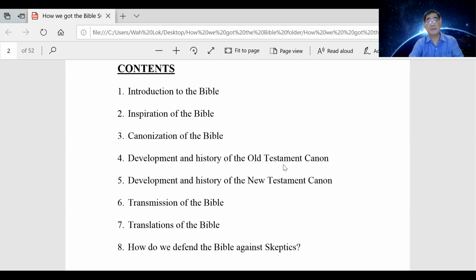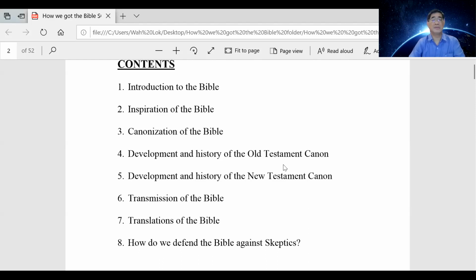Then translations, from the original language, Hebrew, Old Testament, then to Greek, the Septuagint. After that, the Greek New Testament was written. And then from Greek, it was translated into Latin. Now we have the English Bible, and it is in most languages of the world. In chapter 8 of your manual, you will be looking at how we defend the Bible against skeptics. There is a lot of very spectacular information in your manual.